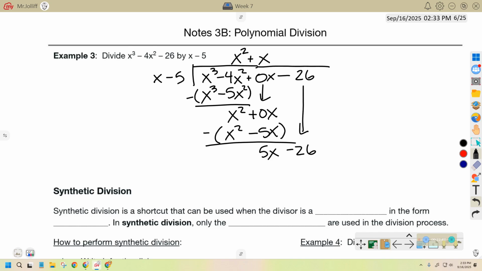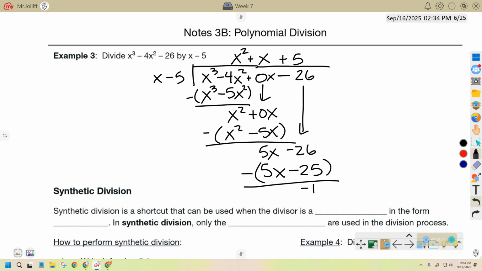Bring down the next term. Perfect. How many times does x go into 5x? 5 times. 5 times x is 5x. 5 times negative 5 is negative 25. And I subtract. And when I subtract, what do I get? Positive or negative? Negative, very good. Negative 26 plus 25 is negative 1. So I have a remainder of negative 1.